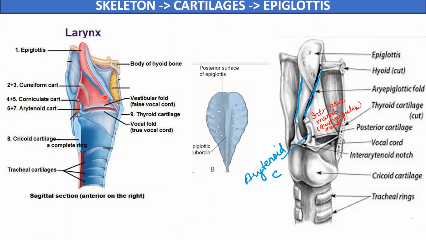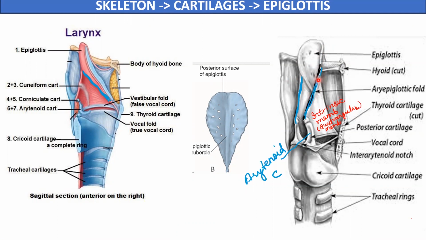The posterior surface of the epiglottis will also show numerous mucus glands on its surface. The two free lateral borders of the epiglottic cartilage, as we see in the third diagram, are attached to the apex of the arytenoid cartilage by the aryepiglottic folds.